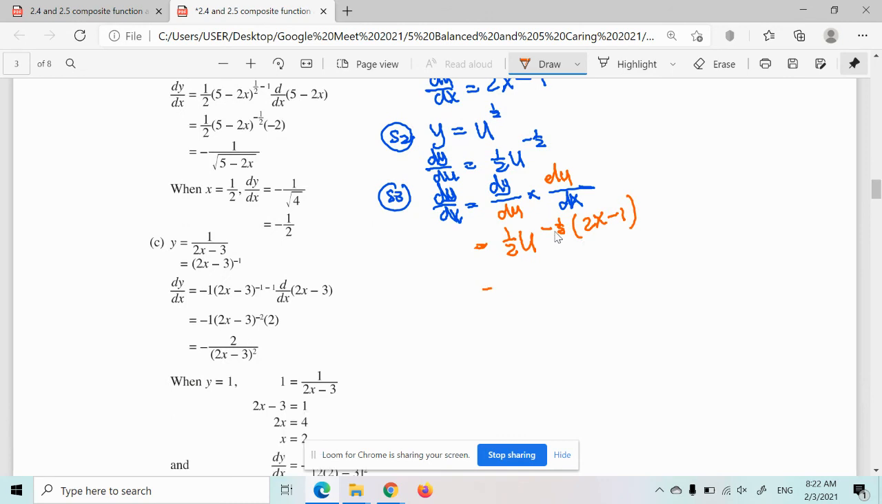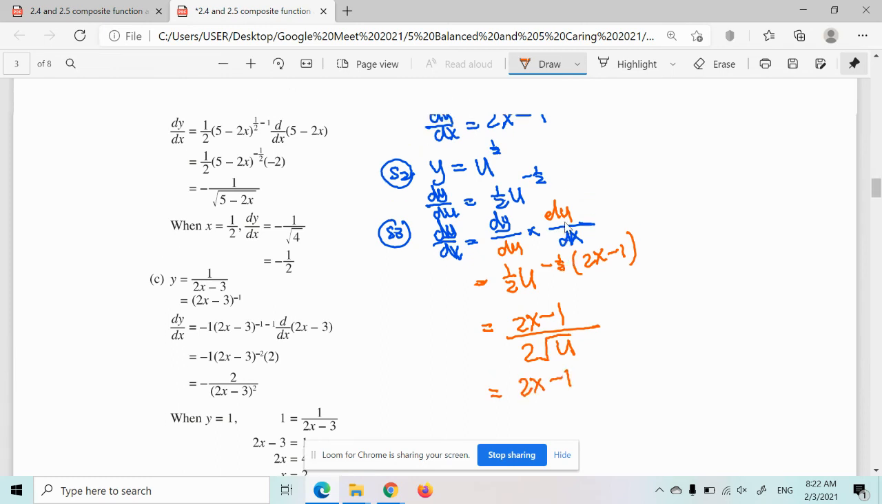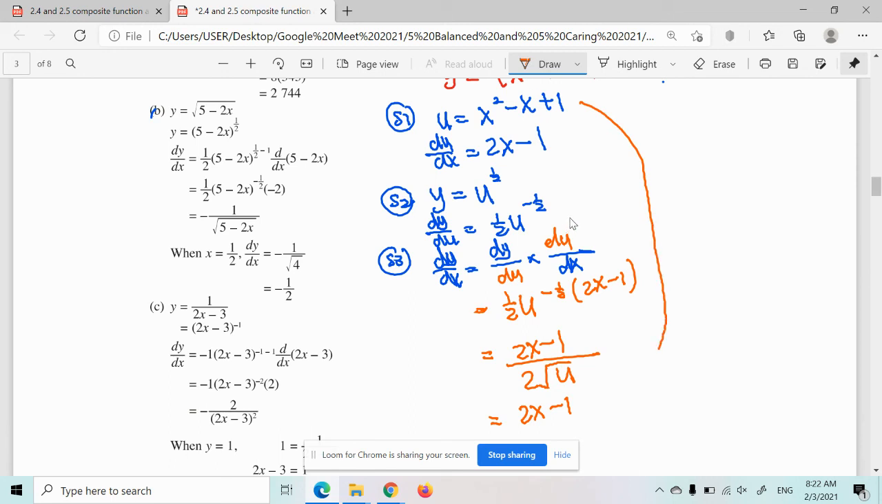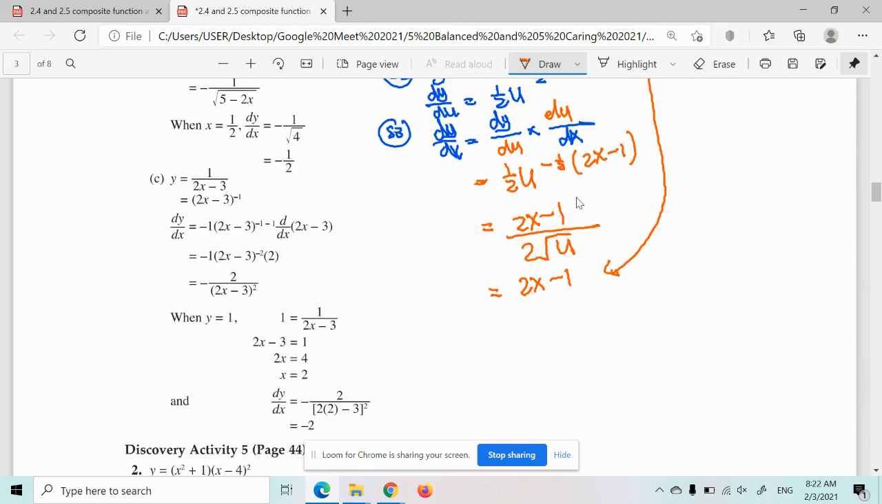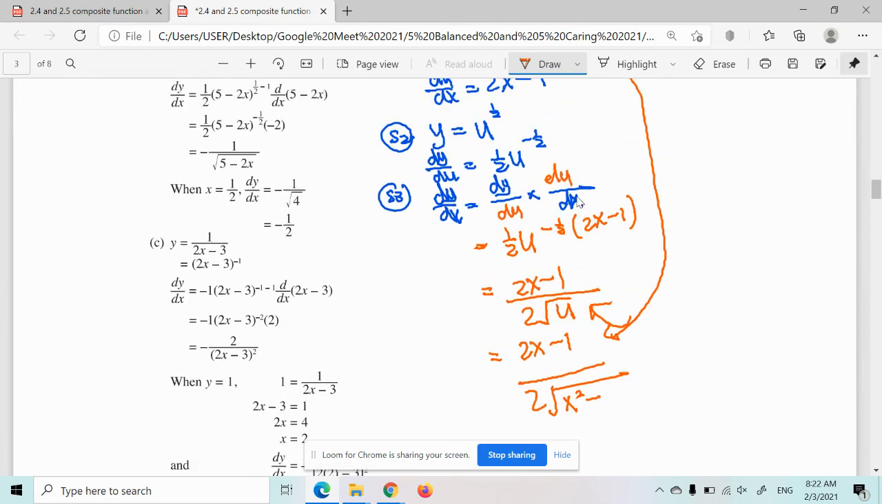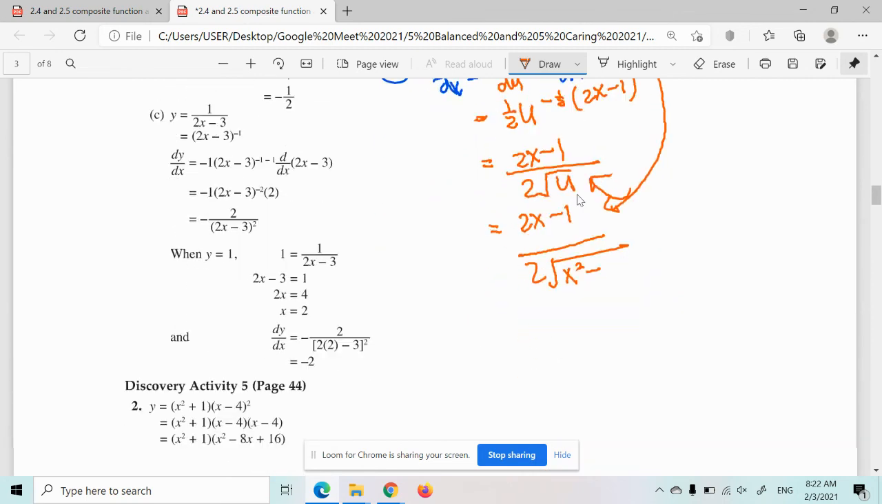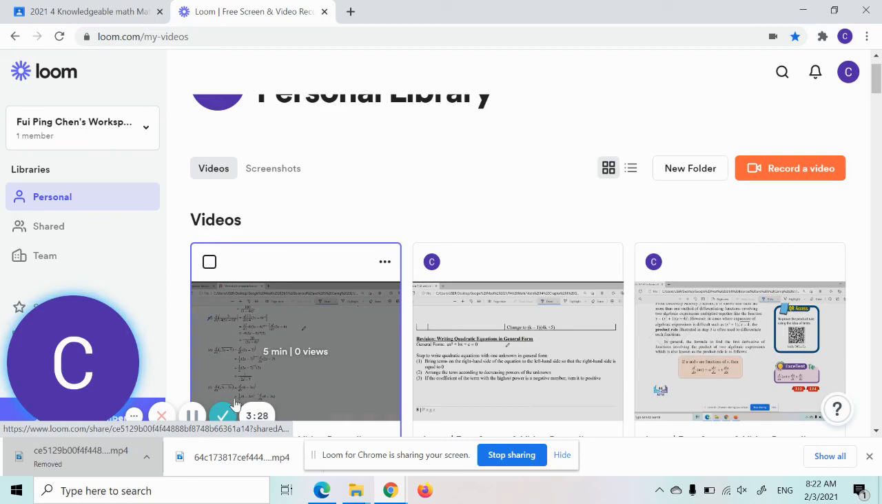Next step, just rearrange. So now you have 2x minus 1 over 2. So u power negative goes to the bottom, so I write like this. Power 1 over 2 actually is square root. So the last step, just substitute back the u here. The u that you have, just substitute back this one. Then you can get the answer straight away. I substitute into this one, sorry. So over 2 square root x squared minus x plus 1. Like this. Okay, you can get the same answer using both methods.